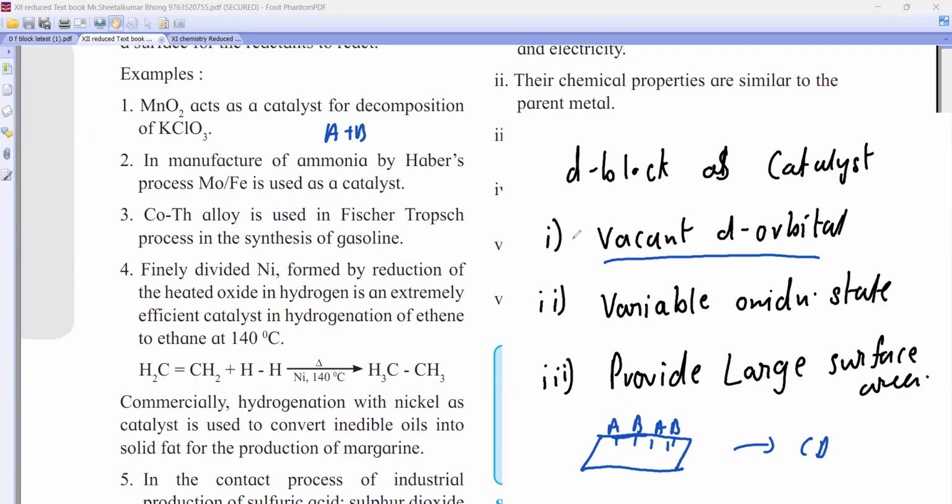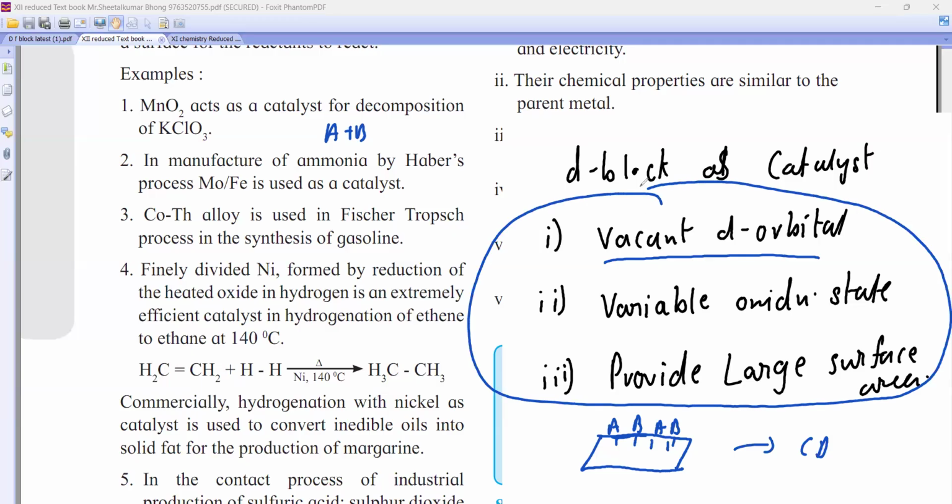But you just write these 3 points. Why are they used as D block? So this is the point we have to write. Got it? Now here you have to learn the examples by heart. That's it. I hope all of you have written this.